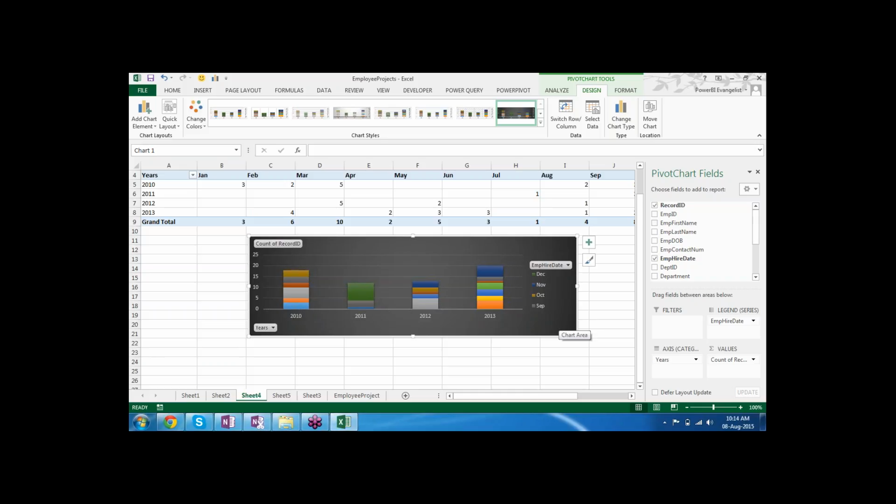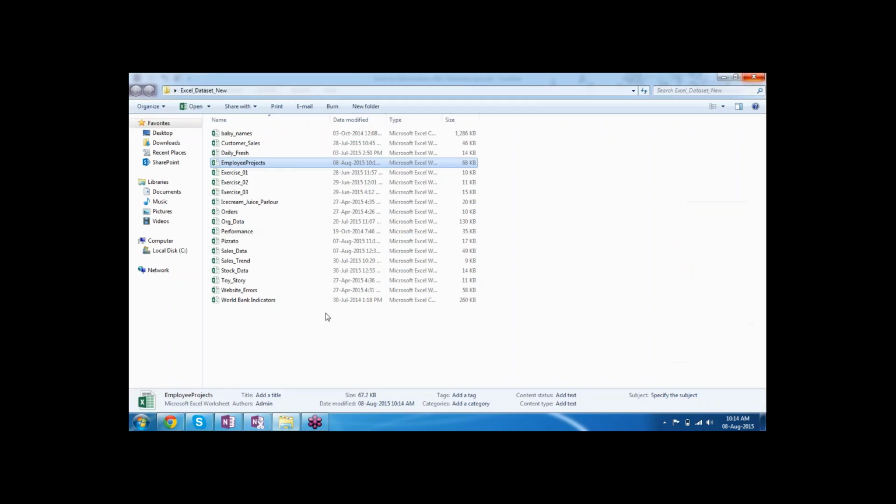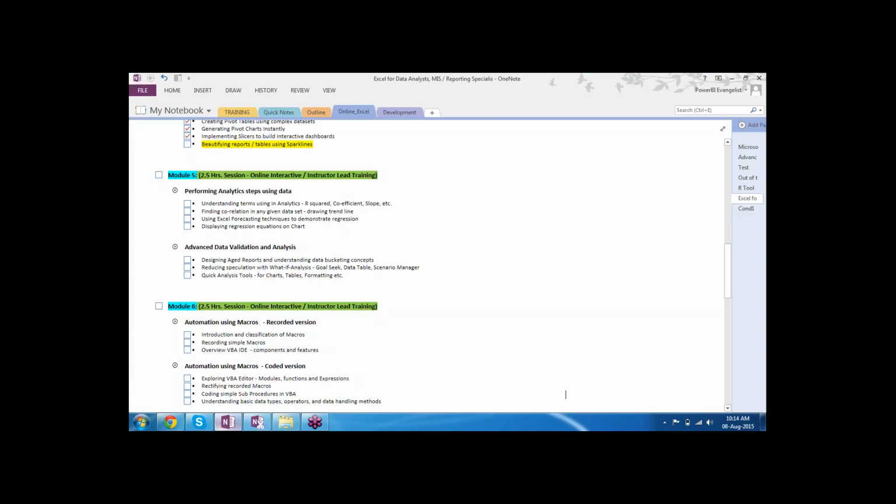Okay, so let's proceed. So we have this particular chart. This was the question that was asked yesterday, and just to give you a heads up, this is what the answer should be. So let's move on to today's topic. Before moving on to this particular topic, let me explain.